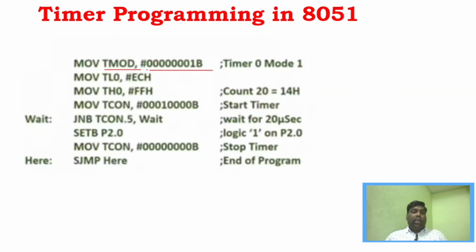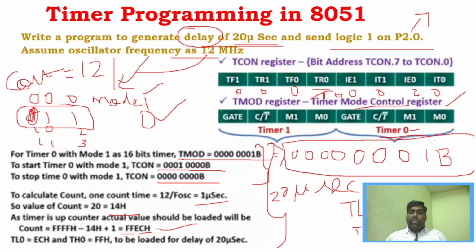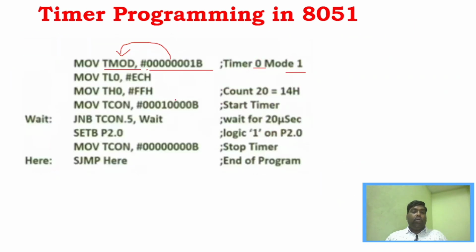So I'm using immediate addressing. This value will be fed into TMOD, so that TMOD will be configured for mode 1 and timer 0, right? And now I have to feed the count value. What is the count value? You can see here TL0 ECH and TH0 FFH. So I will feed this value, and timer 0 will be fed with this particular value, which is FFEC. This value will be stored.